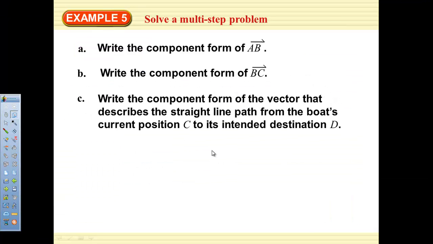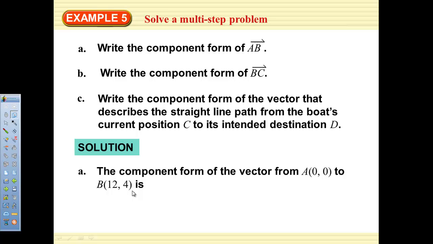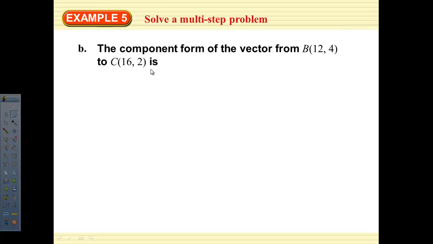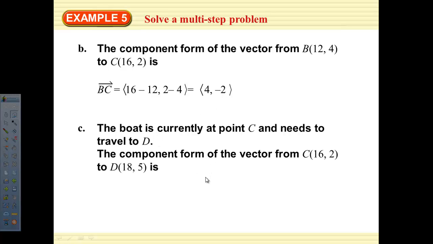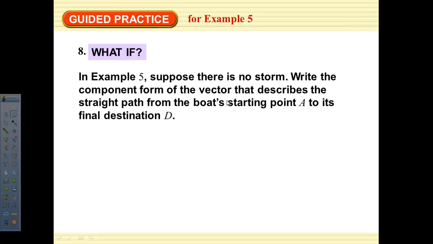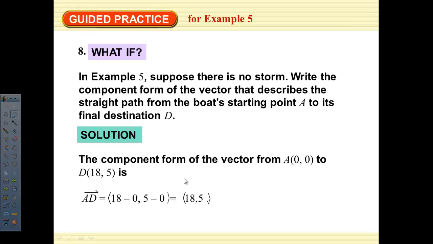So again, going back to this, the first one, we've got from 0, 0 to 12, 4. So the work looks something like this. That should be a 12 there. So to go from 12, 4 to 16, 2, that would give us our 4, negative 2. And to go from C to D would be 2, 3, which we did. And for the last part, they want us to know going from A to D. In that case, going from A to D would be 18 minus 0 and 5 minus 0, which would give us our 18, 5. And that's it.